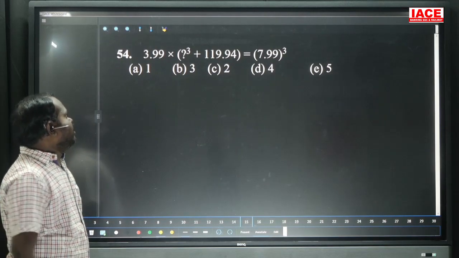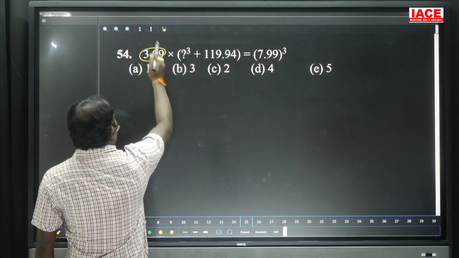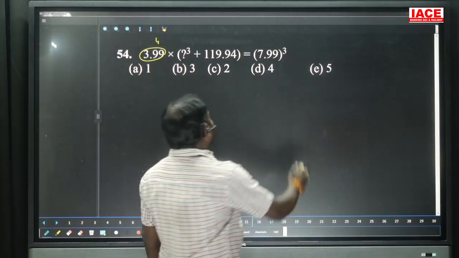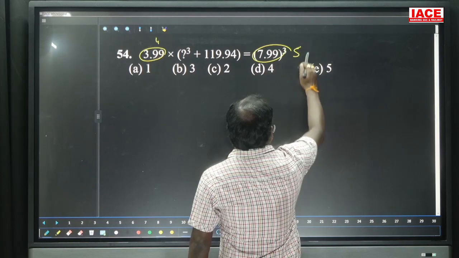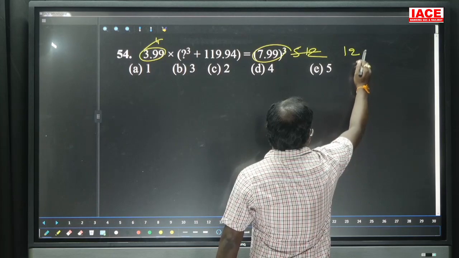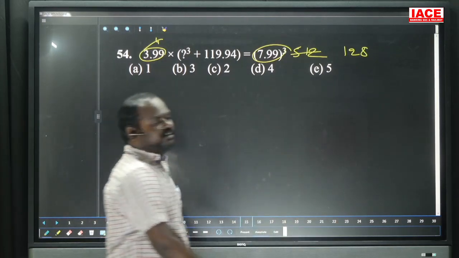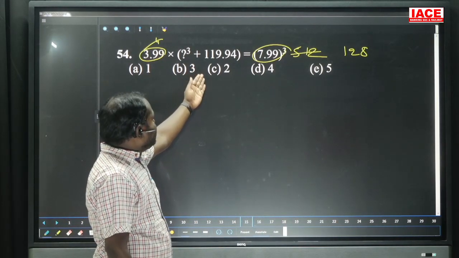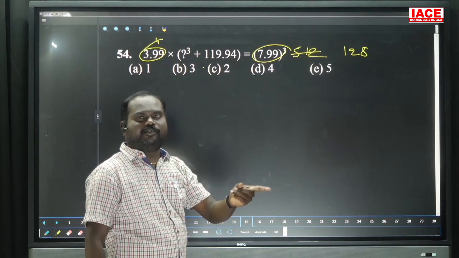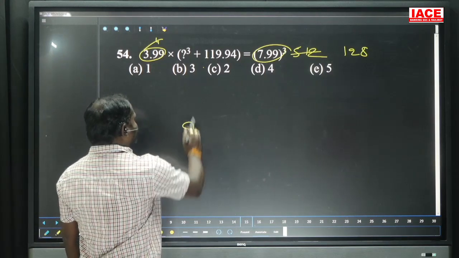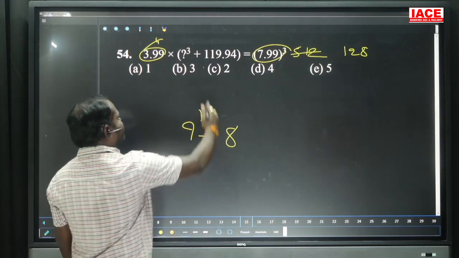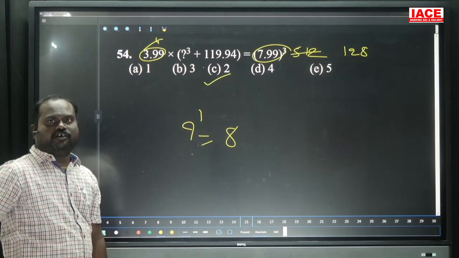Next, here 3.99, roughly take it as 4. 7.9 is nothing but 8. 8 cube is 512. If you cancel with 4, 4 ones are 4, 4 2s are 8, 32, 4 8s, 128. So minus 120, minus 120 gives 8. So question mark cube is equal to 8. 8 is nothing but 2 cube. So option C. Right? Option C.